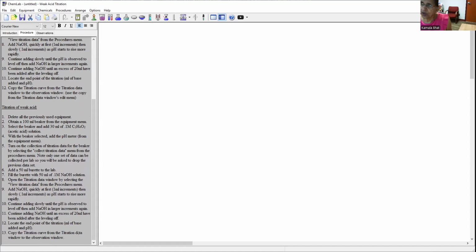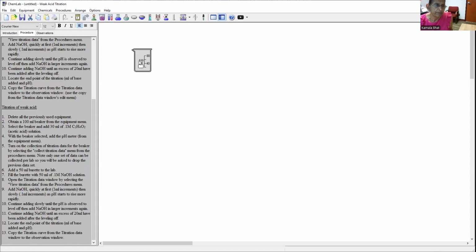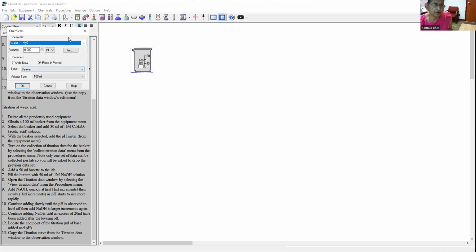Remember that you have to copy the titration curve onto your report, and also the pictures at the neutralization point, so that I can get the details correctly for grading purposes. So get a beaker, a 100 ml beaker, and into this beaker, first I'm going to add my chemicals.